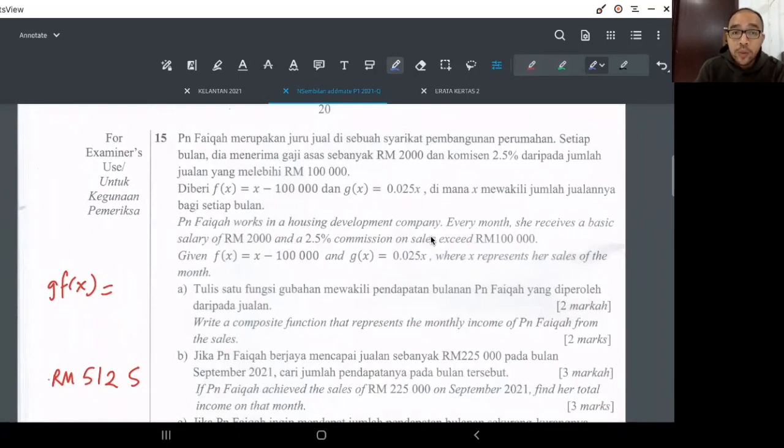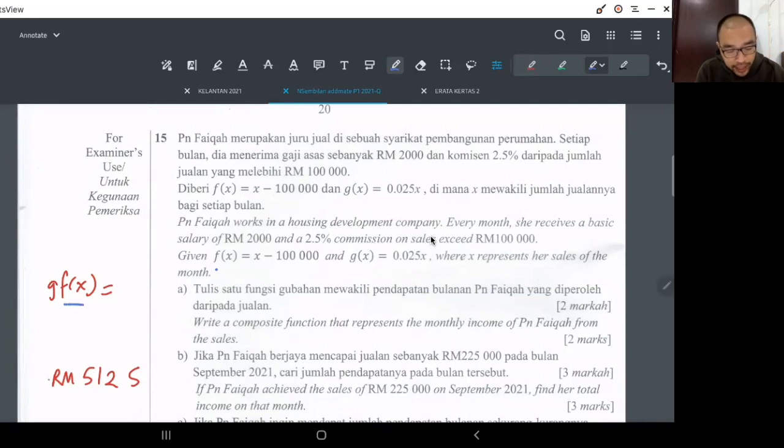So Puan Faika works in a housing development company. Every month she receives a basic salary of 2,000 ringgit and a 2.5% commission on sales that exceed 100,000. You're given the function f(x) equals x minus 100,000, and g(x) is 0.025x, where x represents her sales for the month. You're supposed to write a composite function that represents the monthly income of Puan Faika from the sales. The question you need to ask is: is the commission first, or do you have to minus the 100,000 first? Obviously, you have to minus the 100,000 first.